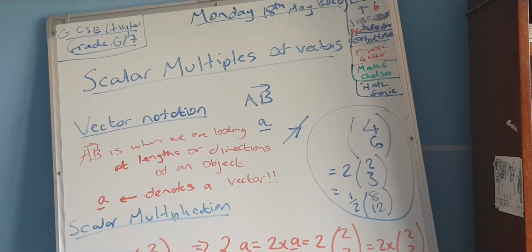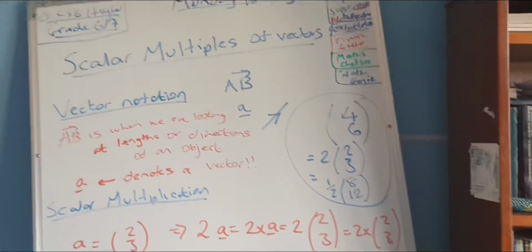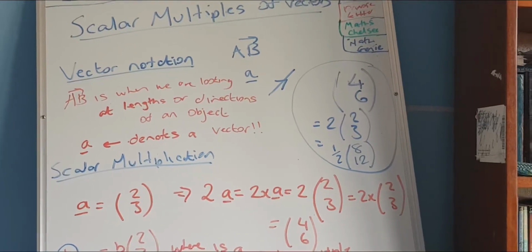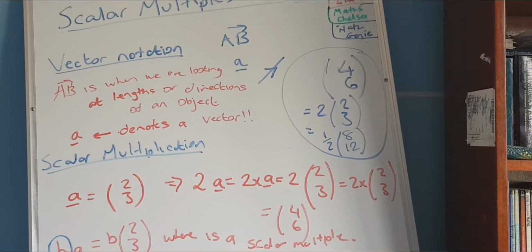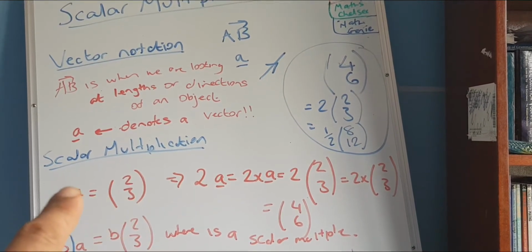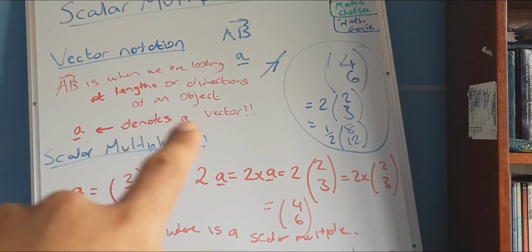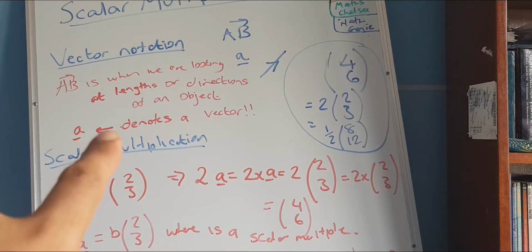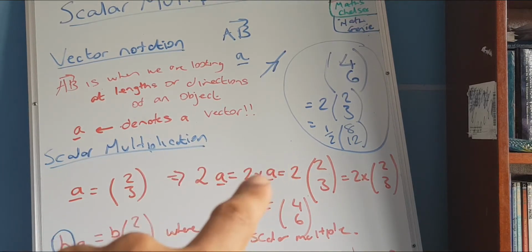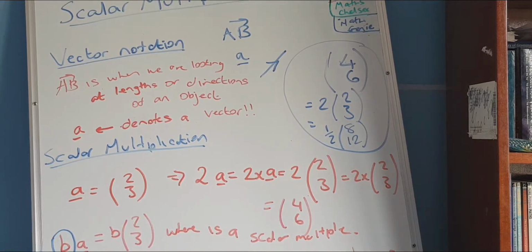If you look at the first example, scalar multiplication. I've got the vector A, which is (2, 3), and I'm multiplying it by a number. If the vector A is (2, 3), that means 2A will be 2 lots of A, which is 2 times all this, which will be (4, 6). So that's how I work out my answer, (4, 6).